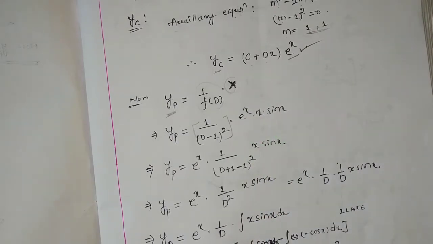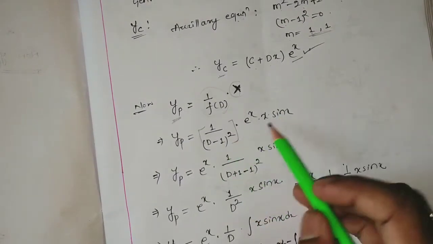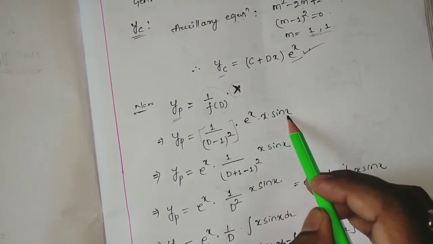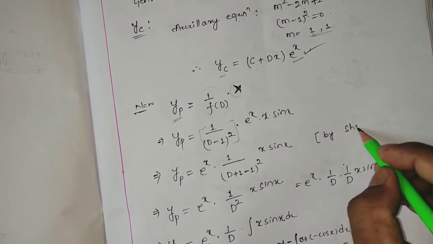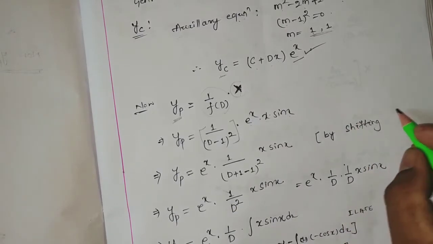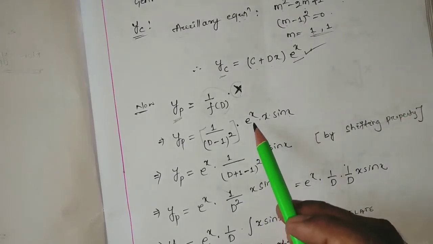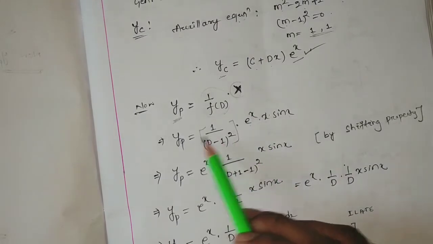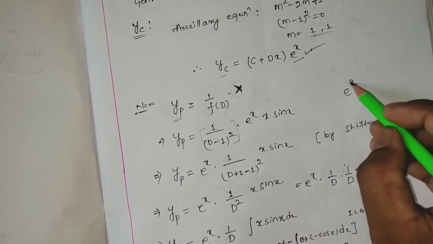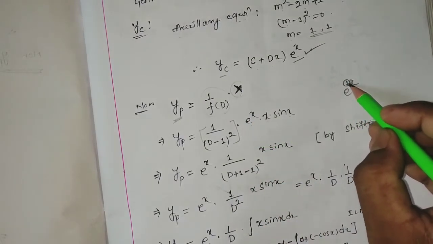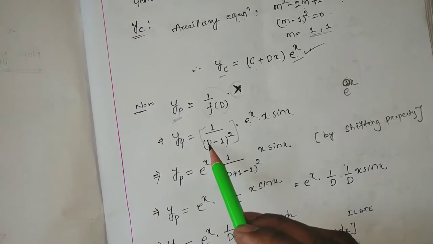Here you can see that this is in the form of eˣ into f(x). So by using the shifting property or shifting theorem, the eˣ will be taken to the front, and the coefficient of x, here eˣ means the coefficient is 1, is going to be added with D.